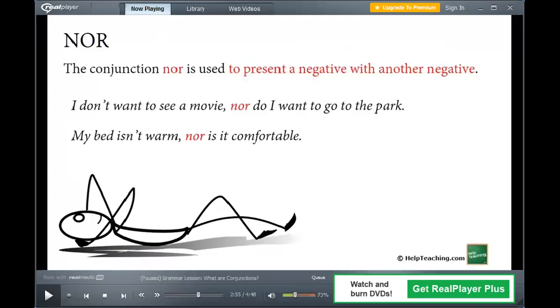The second one, my bed isn't warm, nor is it comfortable. Two different ideas. This person feels that the bed is not warm and the bed is not comfortable. Two things connected together using nor, two negatives.